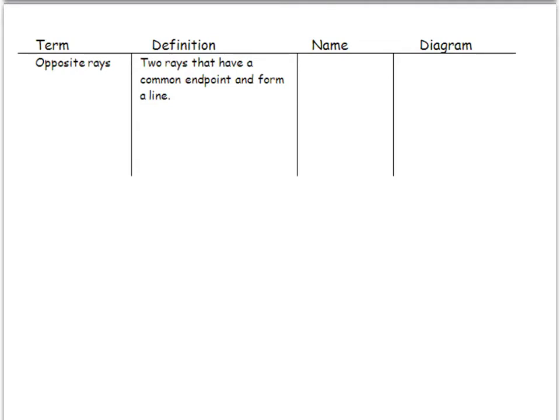All right, last term is just simply opposite rays. I like to think of this as, let's say you have 2 flashlights and you put the 2 flashlights together, right? Where those 2 flashlights fuse together, that's where these rays are touching. These are 2 rays that have a common endpoint. So one thing to remember, common endpoint. And then you can use any other point in the opposite direction.